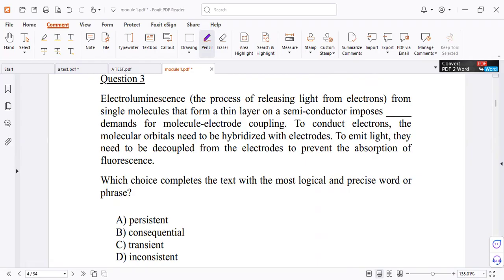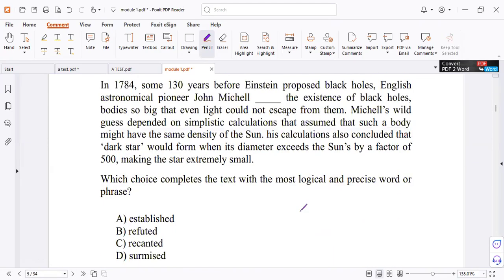Question 3, D. Letter D. Yeah. Correct. Okay. Question 4, B. Letter B. I don't think so.